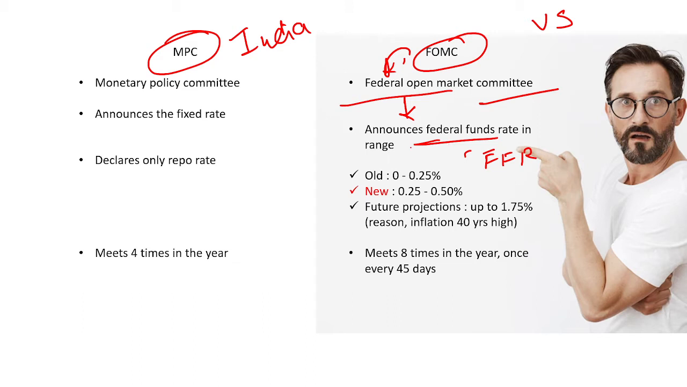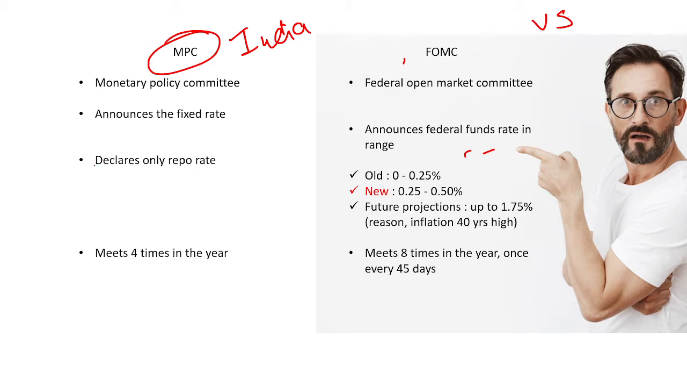The first thing here is that they give you the rates in the form of a range, right? The old rates were in the range of 0 to 0.25 percent, and now they are in the range of 0.25 to 0.50 percent, right? But in contrast, in India, the rates given by the monetary policy committee are given in the form of fixed rates, right? Fixed rates are like 2%, 4%, something like that. In India, there is no range of rates, right? So that is a crucial difference between these two.